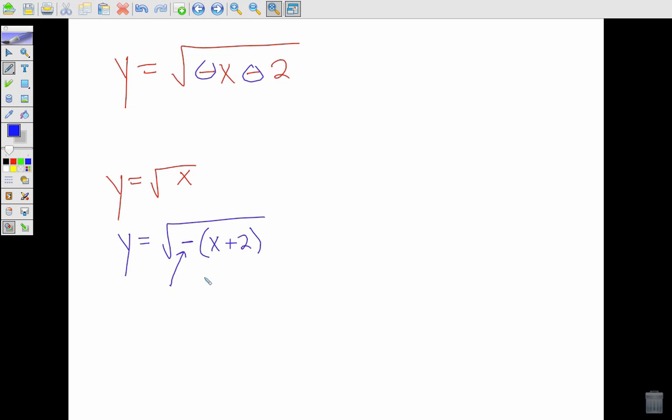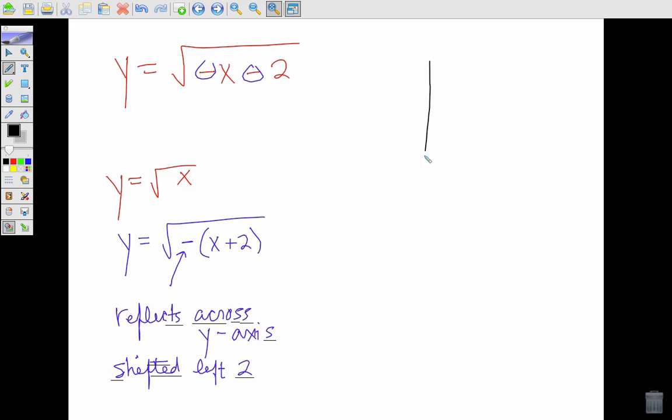Okay, so the first thing that we've got is this negative. The negative here, it's f of -x. This is going to tell me that it's reflected across the y-axis. And then the plus 2 tells me that it's going to be shifted. Okay, you have to know the direction. But since it's x plus 2, it's going to be shifted left 2.